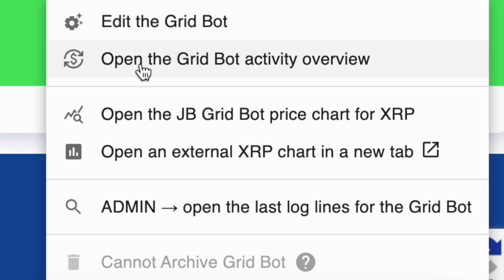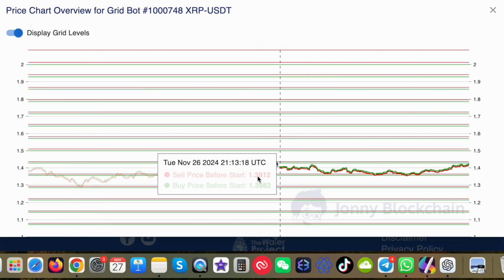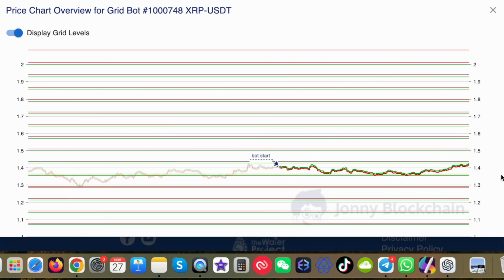So if we click on this hamburger menu here, what we want to do is open the JB grid chart. As you can see on the screen here, we've got a chart with some squiggly lines going up and down, and we can see the prices down the right hand side here. Now, if we switch this over to the grid, we can see that the price is moving in the bottom part of the grid.